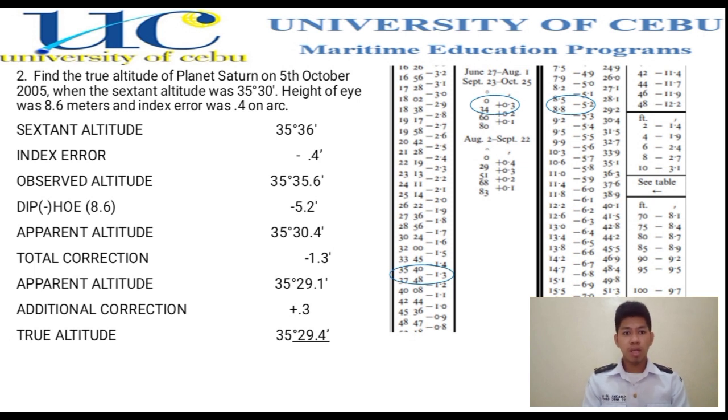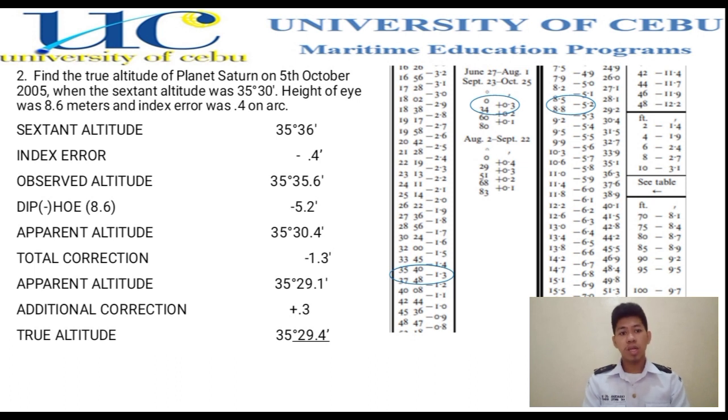So for the total correction, again, we're going to find it in the nautical almanac. So 35 degrees 30.4 minutes lies between 35 degrees 40 to 37 degrees 48 with a total correction of 1.3 minutes. So we are going to subtract it again to get the apparent altitude of 35 degrees 29.1 minutes.